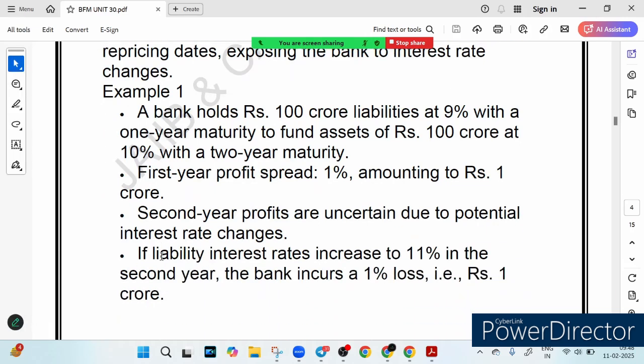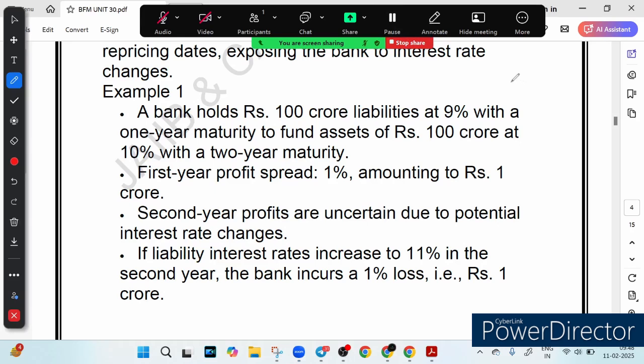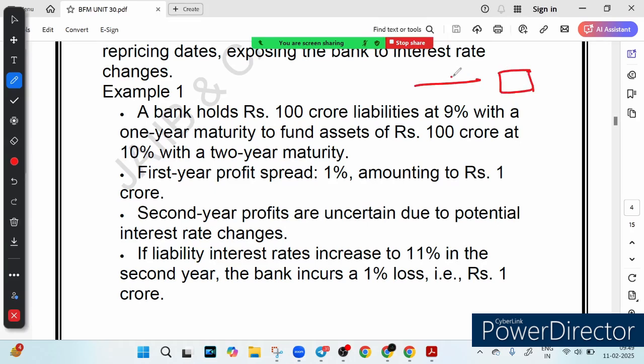So in the first example, you can see a bank borrows 100 crore at 9%. So this is the bank, it borrows 100 crore at 9% interest for 1 year, okay, and to fund a loan of 100 crore. This 100 crore loan is given at 10% interest rate for 2 years, okay. Now in the first year the profit is 1%.